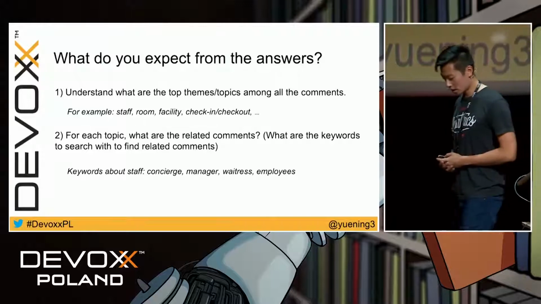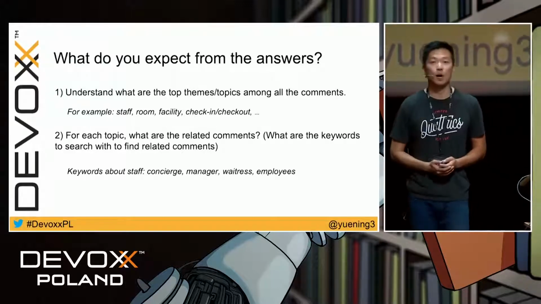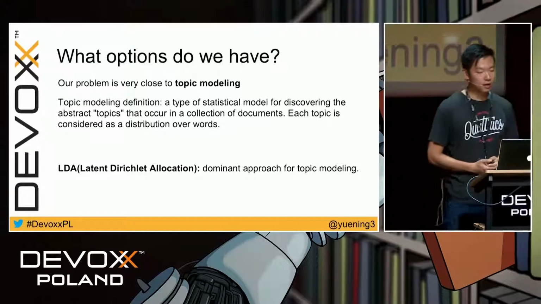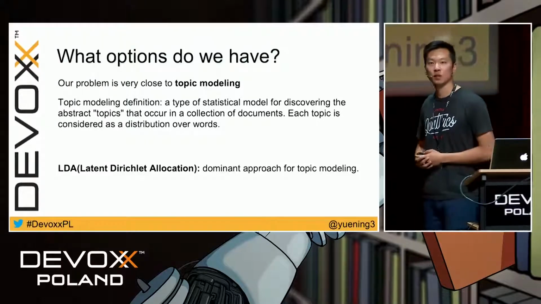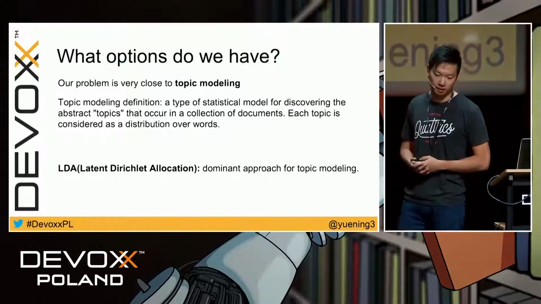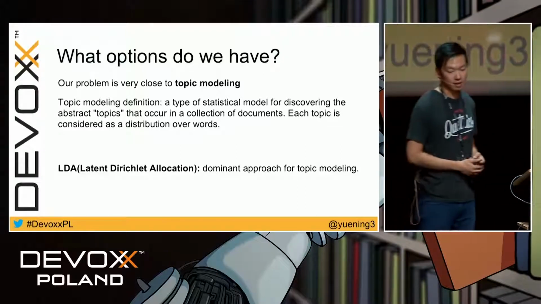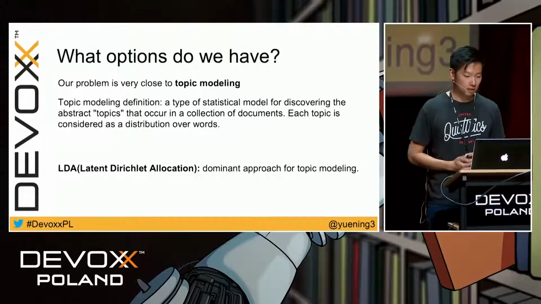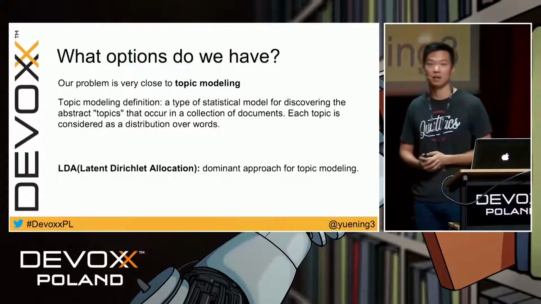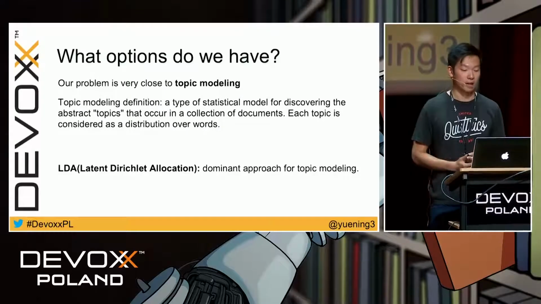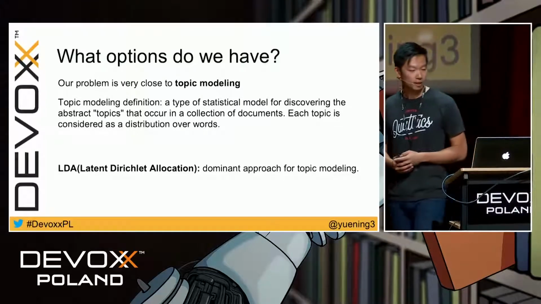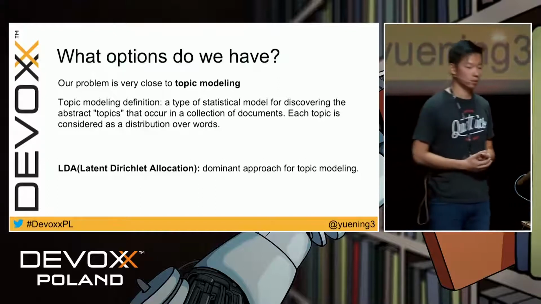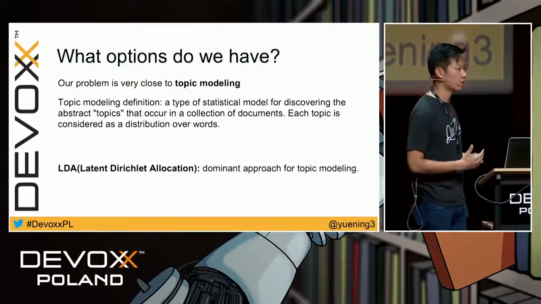Now we understand the problem. What are the options we have for solving it? It turned out this problem is very close to an NLP topic, which is topic modeling. Topic modeling is similar: it's also about discovering the abstract topics for a collection of documents, and each topic is considered a distribution over words. That's great. We got a very similar problem.